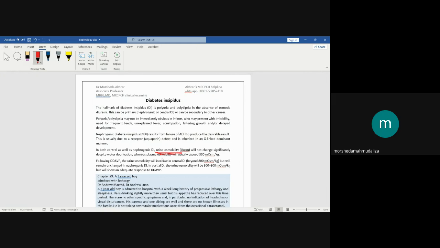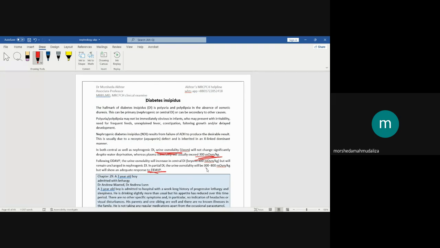So until otherwise proved, the problem here is that serum osmolality is very high, but urinary osmolality is inappropriately low. Then you have to give DDAVP, that means vasopressin, synthetic ADH, and you will see how they respond. What will it do? It will increase the osmolality.